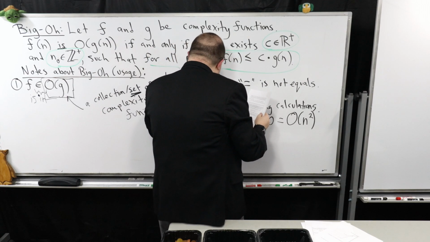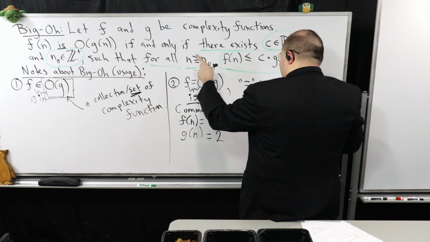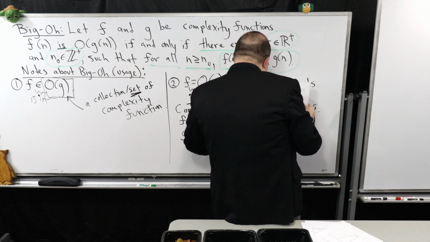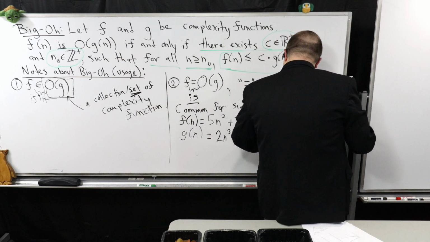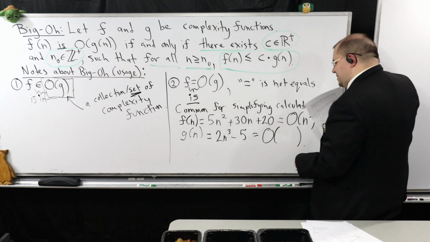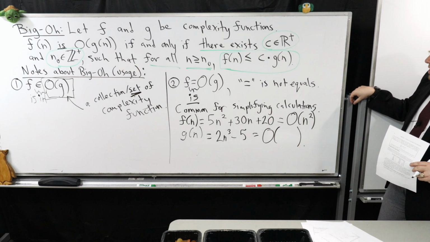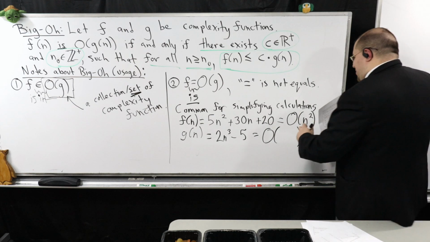Now suppose I give you another function. We'll call it g, not to be confused with that g up there. It's going to be 2n cubed minus 5. Now, can somebody tell me what the big O for this one is? So g is 2n cubed minus 5. Yes, it's n cubed. Very good.